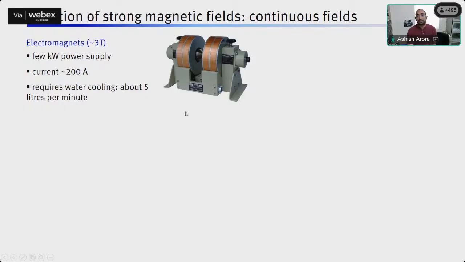3 Tesla is a large number. We know that our ferrite magnets, the black ones which we happily put on refrigerators, are just 0.01 Tesla or 100 Gauss, something like that. So this is 3 orders of magnitude larger than that.